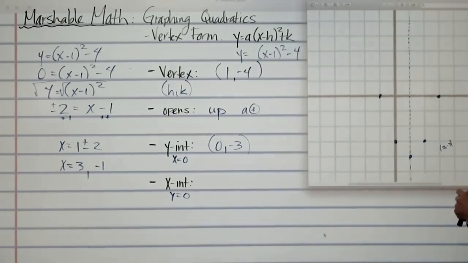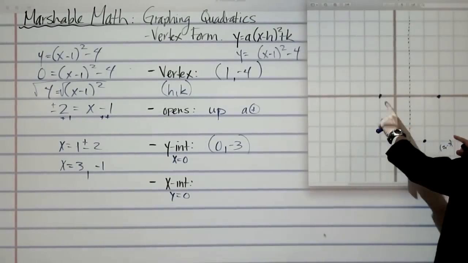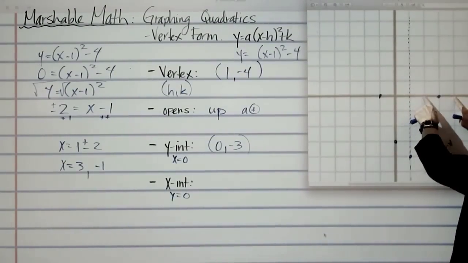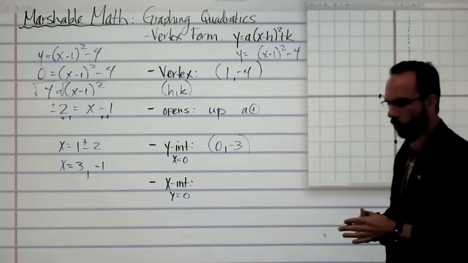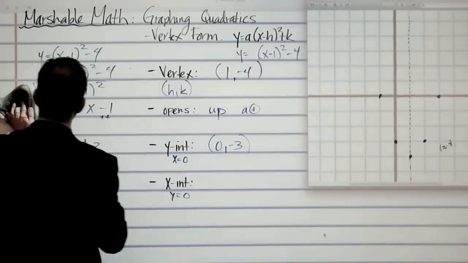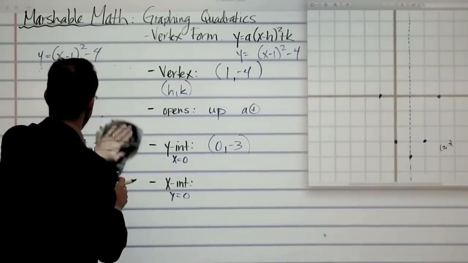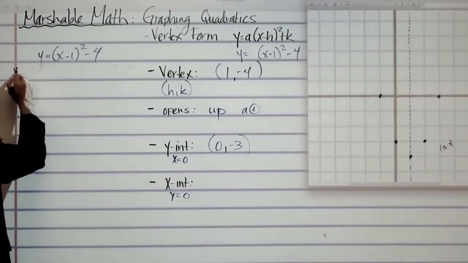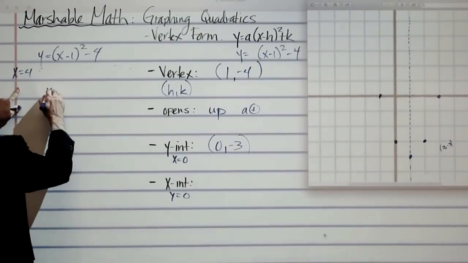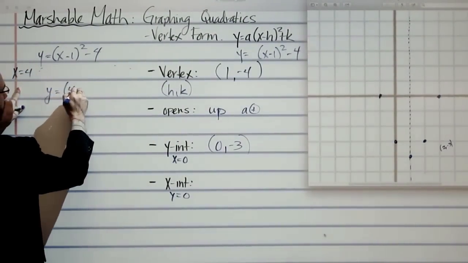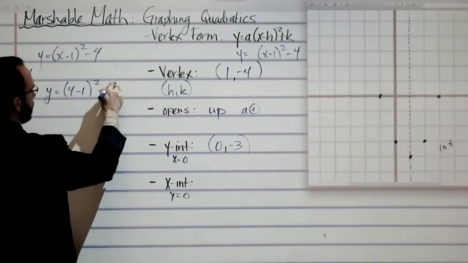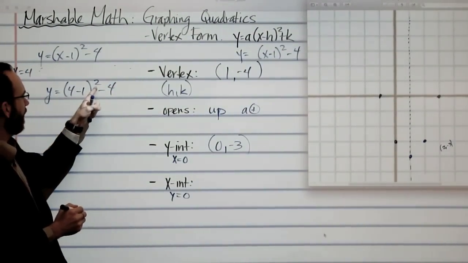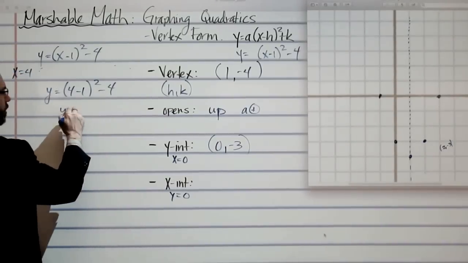So let me do one more point. Let me take either something on the left or something on the right. Let me take the right side value. This is x is 1, 2, 3, 4. Let me do another point with x equal to 4 and find out what the y value is. So when x is equal to 4, y is equal to (4 - 1)² - 4. 4 minus 1 is 3 squared, 9 minus 4. I get y is equal to 5.